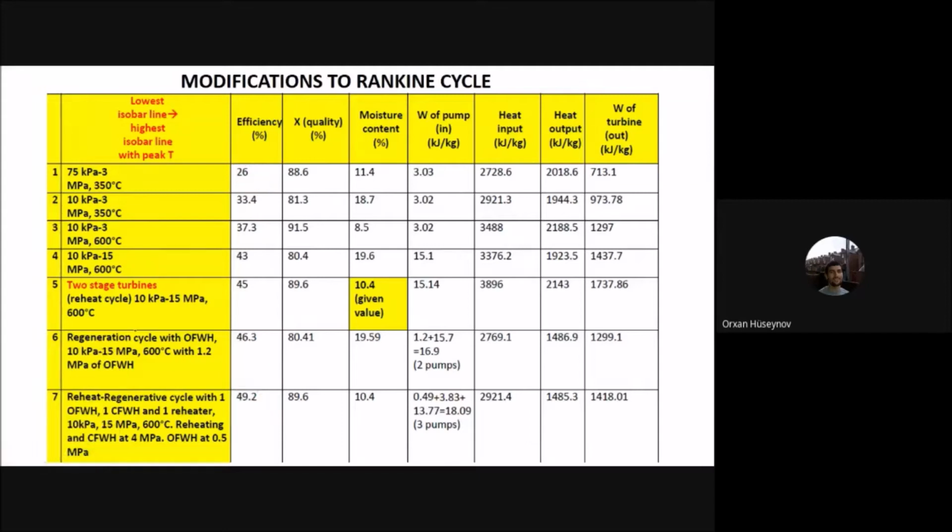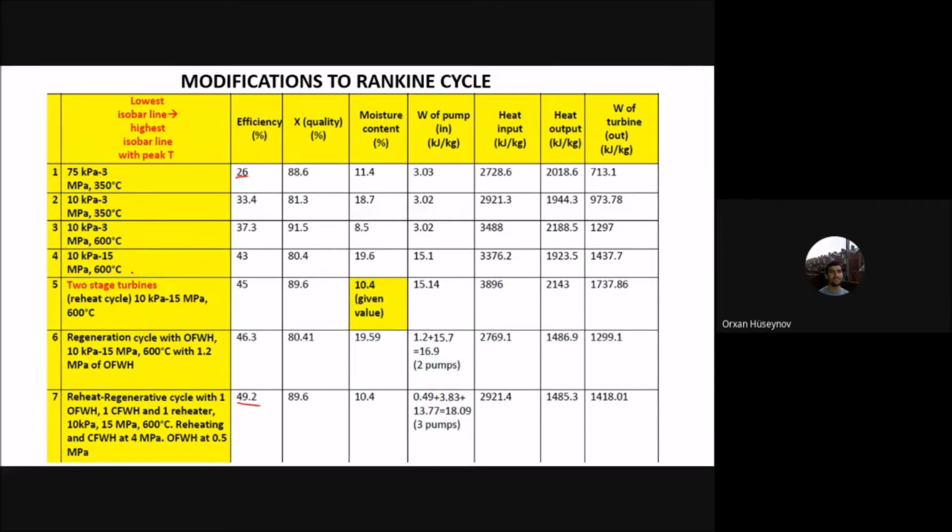So we have the modifications to the Rankine cycle. Today I will cover the modifications to the Rankine cycle, talk about each modification, and draw the TS diagram for each. There are 7 modifications, and each modification increases efficiency. At the beginning we started with 26%, and it goes up to 49.2%.